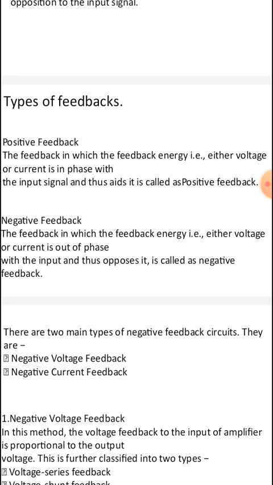The positive feedback is nothing but either the voltage or current is in phase with the input signal. The feedback energy, either voltage or current, is in phase with the input signal, and thus it is called positive feedback. Both the input signal and feedback signal introduce a phase shift of 180 degrees, thus making a 360-degree resultant phase shift around the loop, to be finally in phase with the input signal.